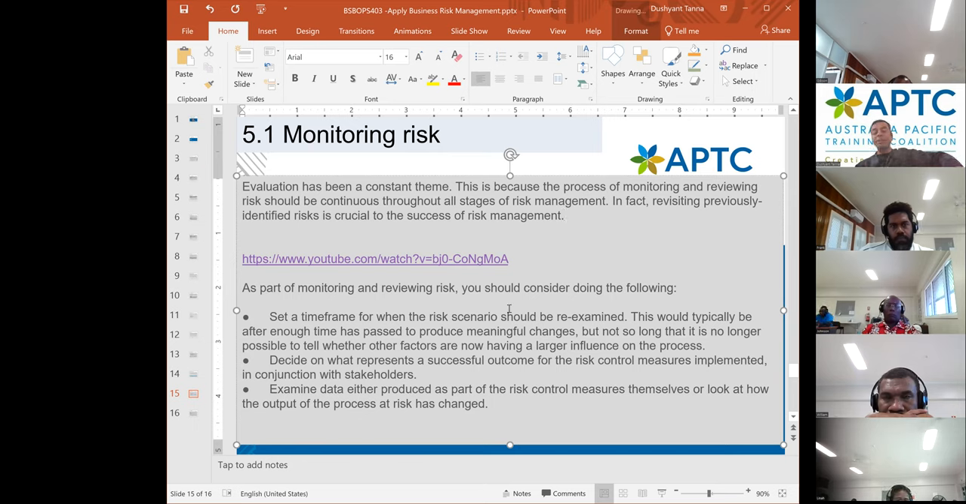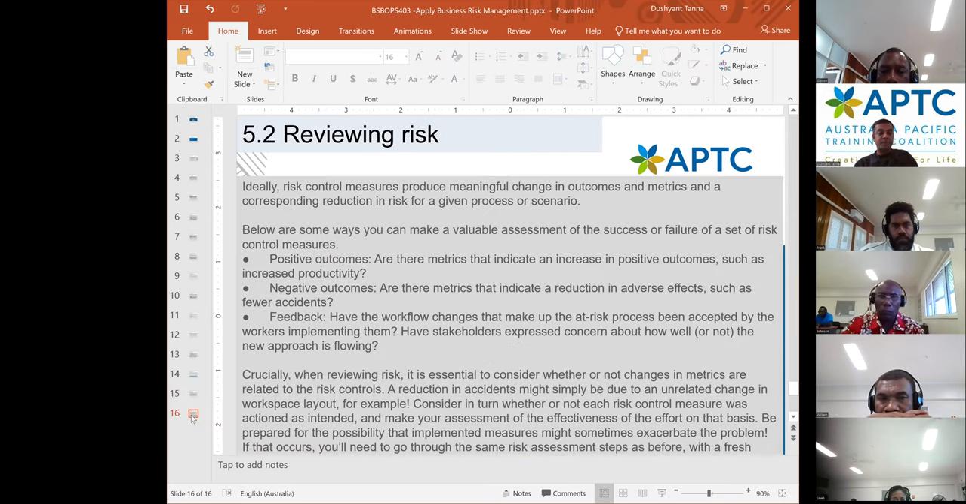So you should set a time frame for any risk scenario to be re-examined. Decide on what represents a successful outcome of the risk control, and examine either the risk measures themselves, or look at how the output is processed and how the risk has changed. Again, I'll play that video in a bit. And finally, reviewing the risk.